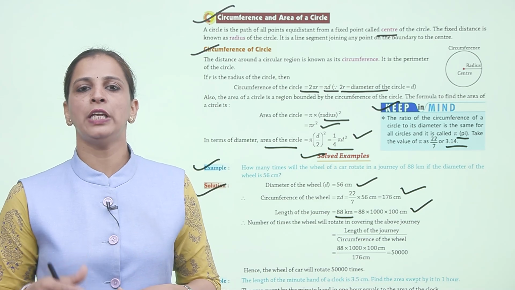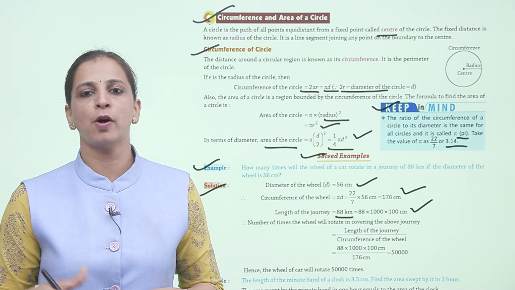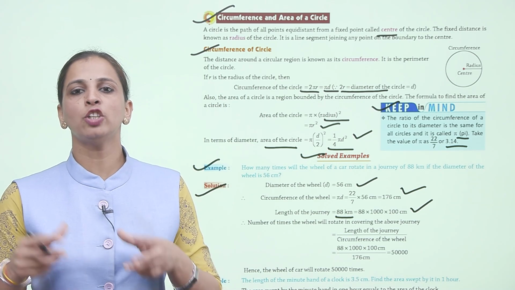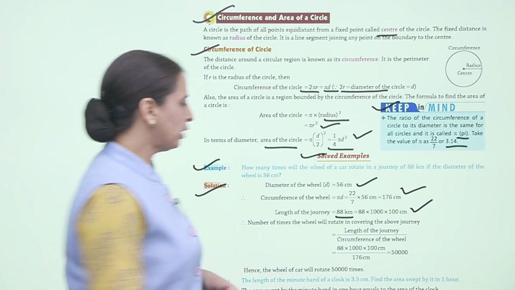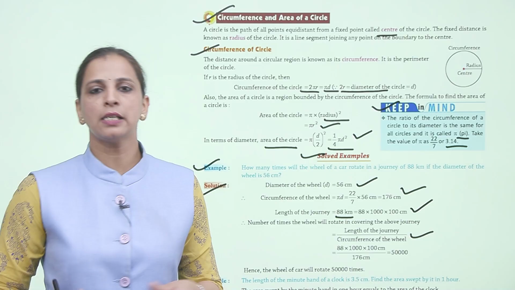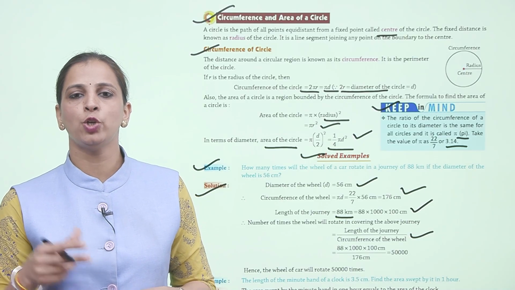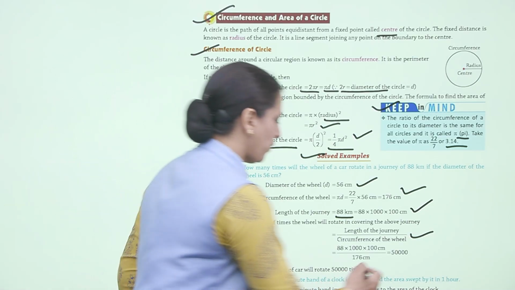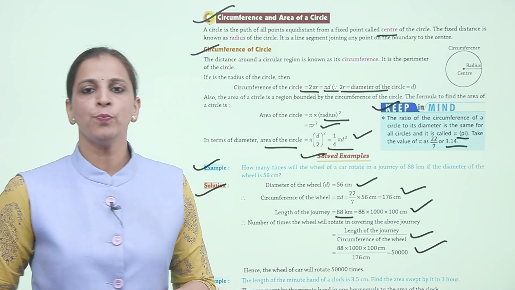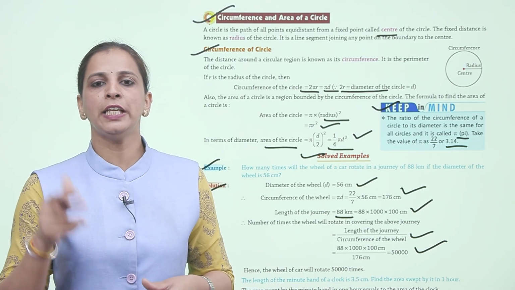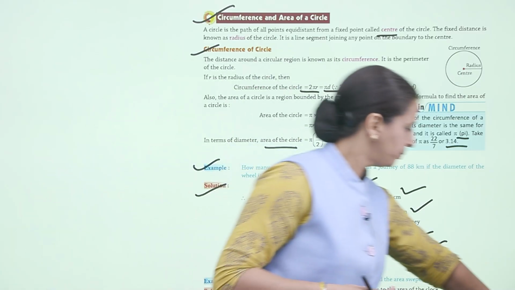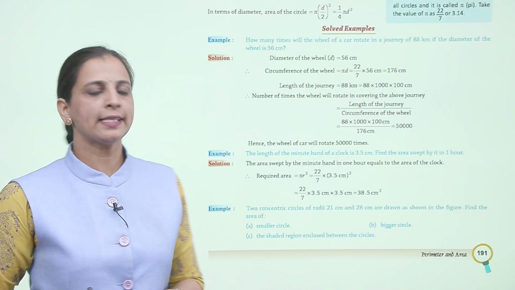Number of times the wheel will rotate in covering the above journey. तो क्या करेंगे, लेंथ ऑफ द जर्नी को डिवाइड कर देंगे सर्कमफ्रेंस ऑफ द व्हील से, that is length of the journey divided by circumference of the wheel, that is 88 into 1000 into 100 divided by 176 is equal to 50,000. Hence the wheel of the car will rotate 50,000 times. Now next example.